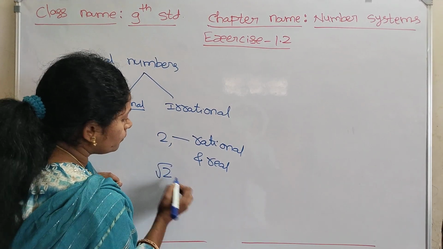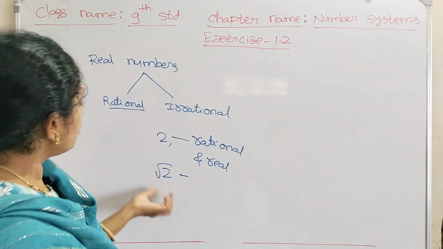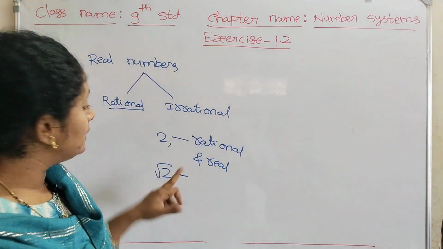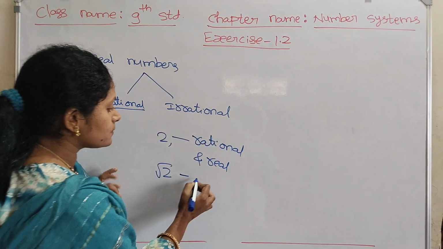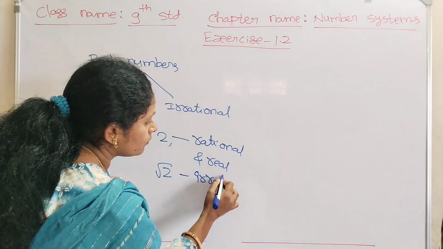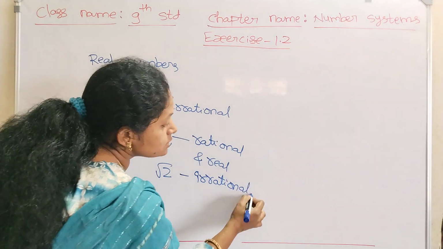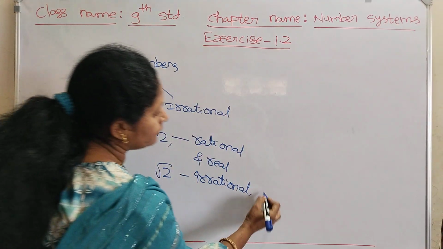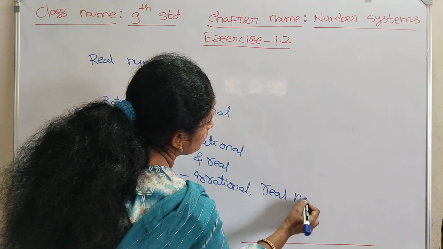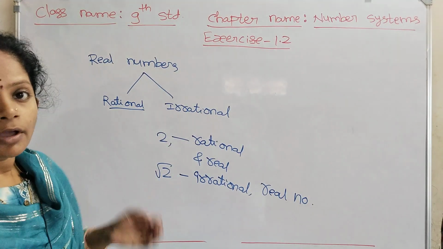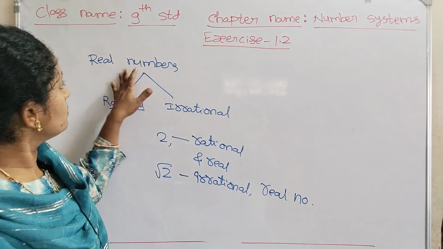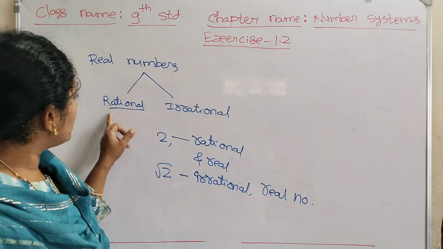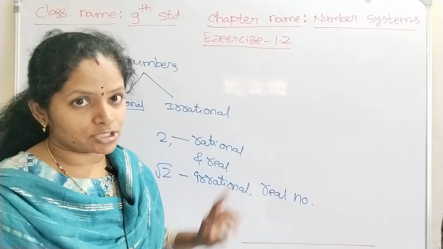Root 2 or root 3. So what are these numbers? These numbers are irrational numbers. And also we can say that root 2 is a real number. So finally we can say that the real numbers are the combination of rational as well as irrational numbers.